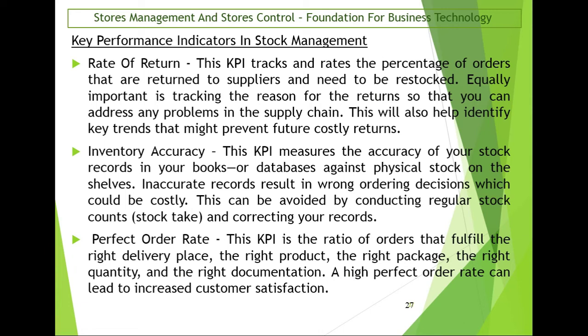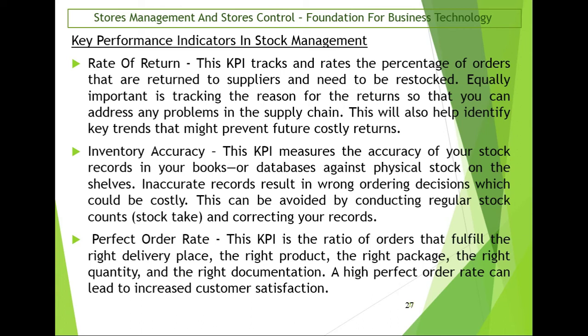Then another indicator is called inventory accuracy. So this KPI measures the accuracy of your stock records, either in your books or in your database, against the physical stock on the shelves. So in other words, how accurately do your records represent the actual physical stock? So many times when you do your stock take, the level of variance is what is giving this inventory accuracy.